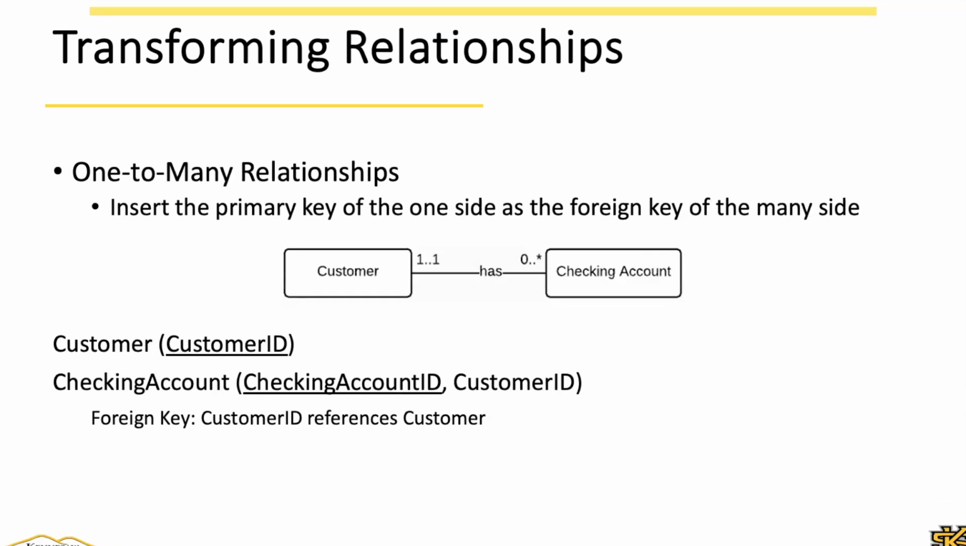To convert one-to-many relationship, you need to insert the primary key of the one side, the side with the cardinality of 1, as the foreign key on the many side, the side with the cardinality of many. For example, let's say each customer can have many checking accounts, but each checking account must be associated with one customer. Here's how we can transform this.